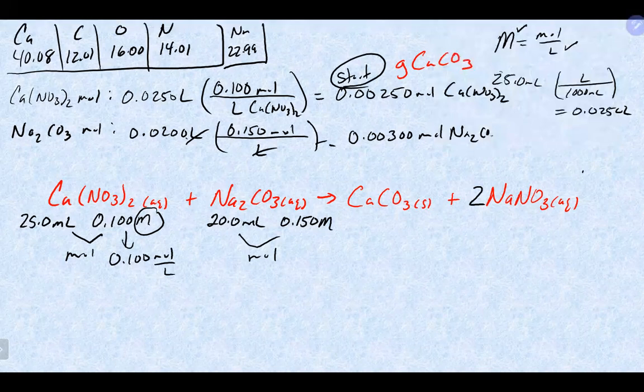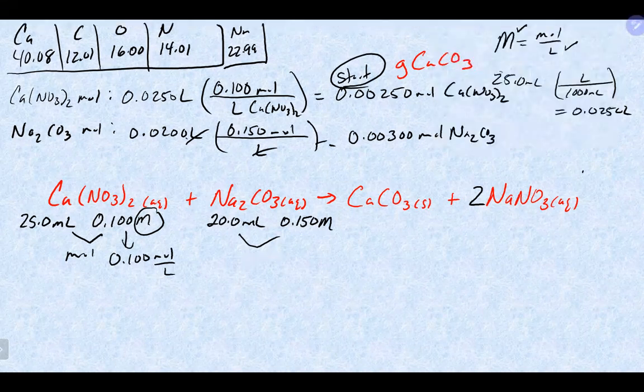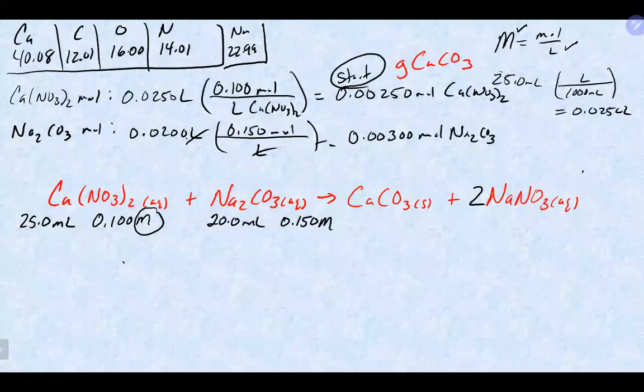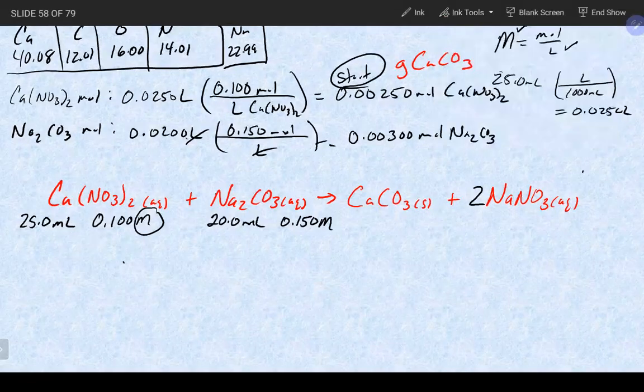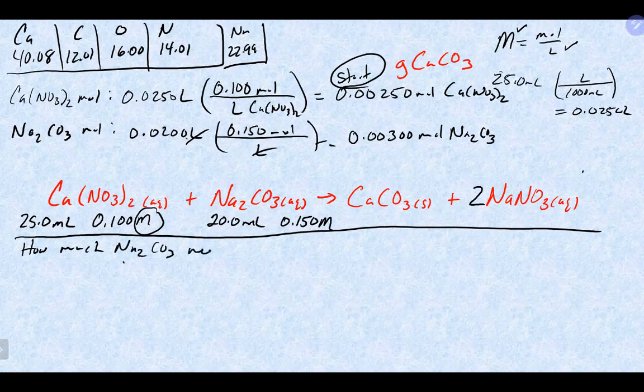All right, so now that we have the starting amounts, we're going to do a calculation to determine which one is our limiting reagent. What I'm going to figure out is, if I want to use up all my calcium nitrate, how much sodium carbonate is needed. So I'm going to take the amount of calcium nitrate in moles that I'm starting with, 0.0025 moles of calcium nitrate.